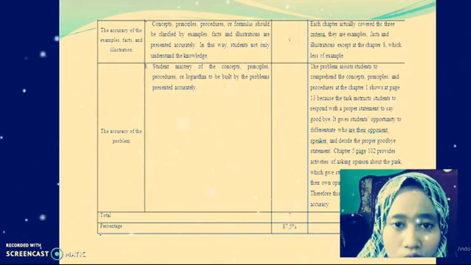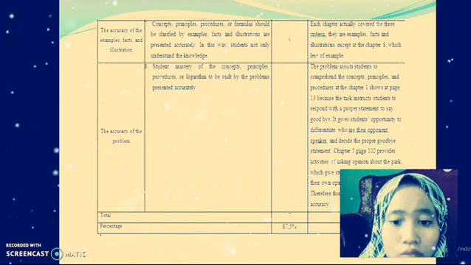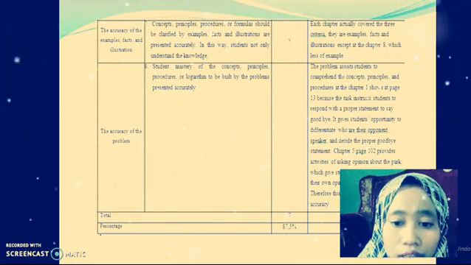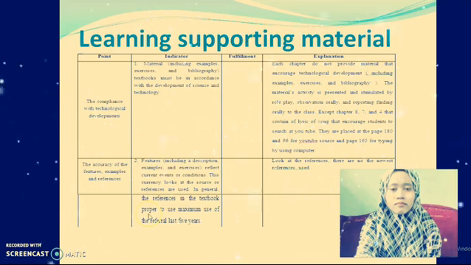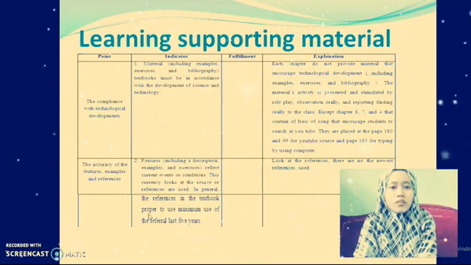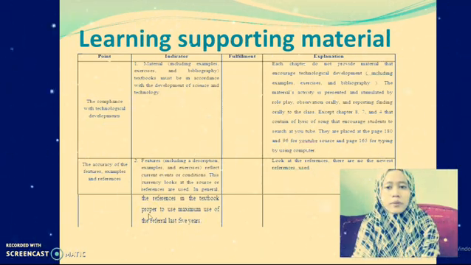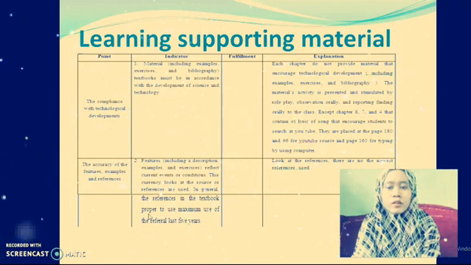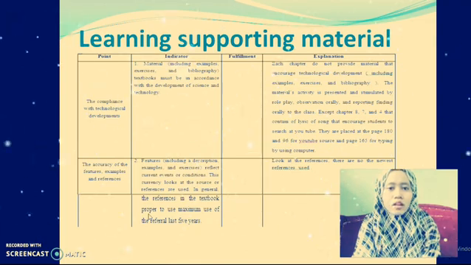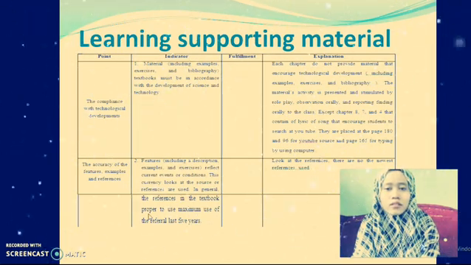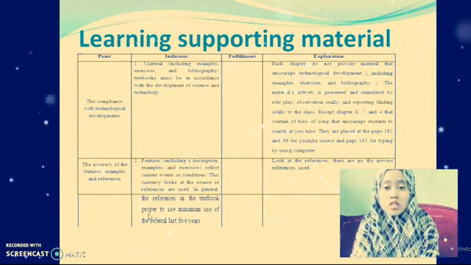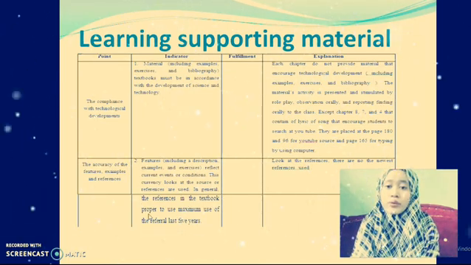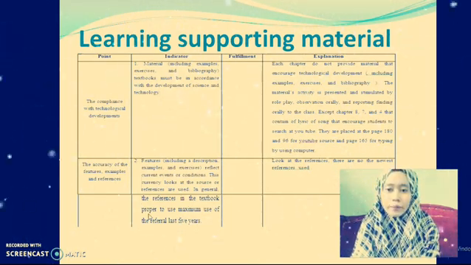From the 8 indicators, the textbook fulfilled 7 indicators. Okay, next we come to the part of learning supporting material as one of the sub-content of content appropriateness. The first point, the compliance with the technological development. The indicator is not fulfilled because each chapter does not provide material that encourages technological development.